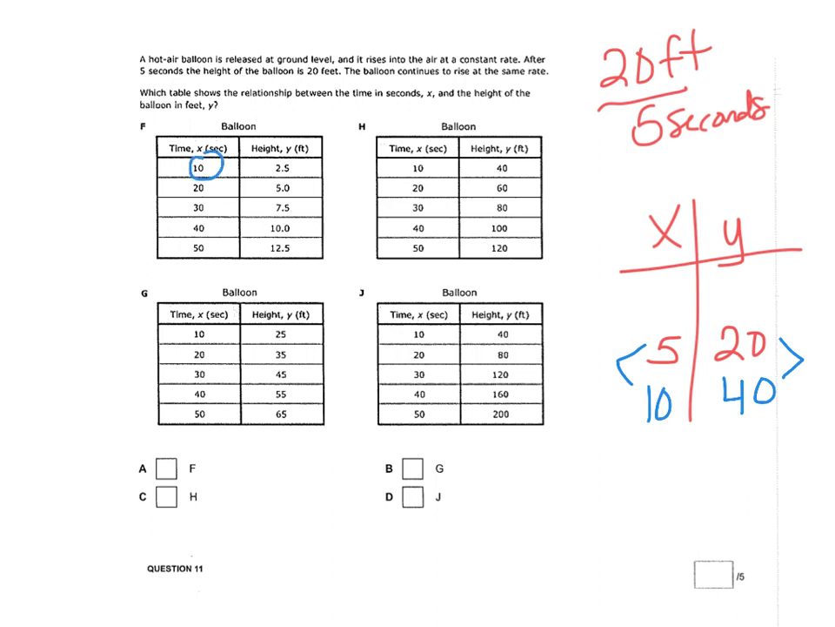So 10, that wouldn't work. Okay, so H and J both have 10 and 40, and that works. But then if we doubled it one more time, say we went up to 20, then that means we would be doubling this one more time.